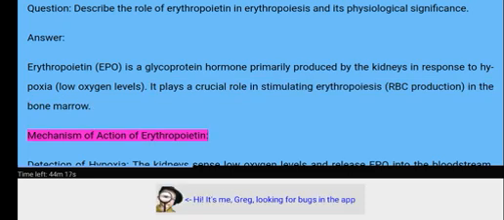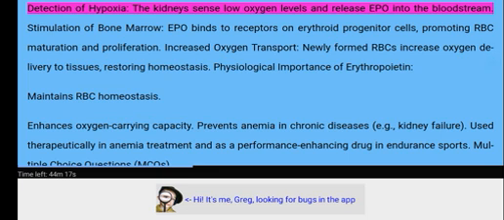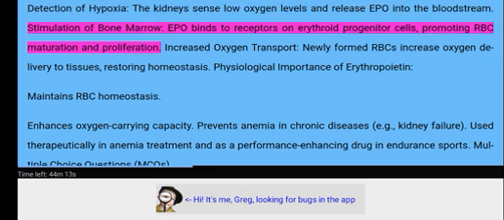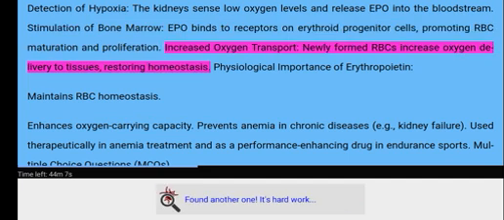Mechanism of action of erythropoietin. Detection of hypoxia: the kidneys sense low oxygen levels and release EPO into the bloodstream. Stimulation of bone marrow: EPO binds to receptors on erythroid progenitor cells, promoting RBC maturation and proliferation. Increased oxygen transport: newly formed RBCs increase oxygen delivery to tissues, restoring homeostasis.